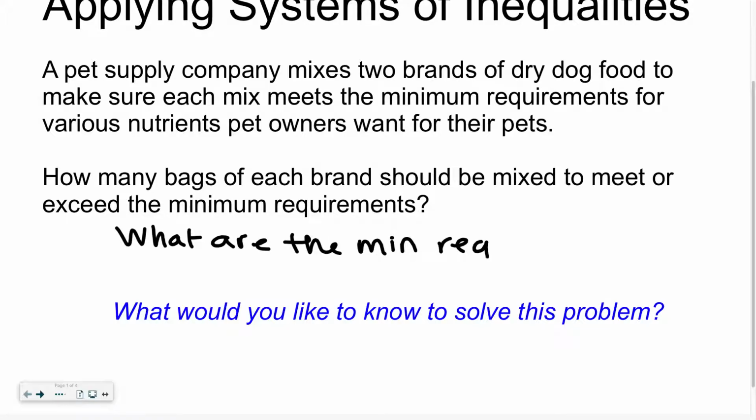It's hard to meet or exceed minimum requirements when you don't know what they are, right? That would be true if I never told you about a grading system. You never knew how you were getting graded. So we'd like to know what the minimum requirements are, what it's been found out that pet owners want for their pets, right? So that they'll come to our store and buy our pet food. Amy, what did your group say? How many nutrients are in each bag?